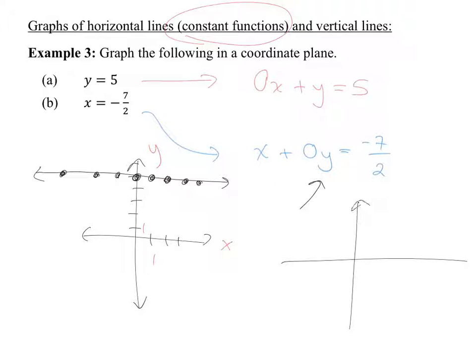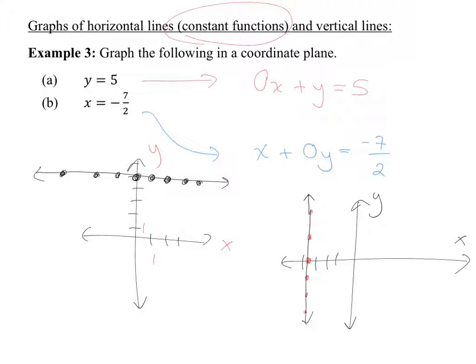On a separate graph, I'll draw this one so we can see the difference. Negative 3.5 is right here. And I know that it's going to be a vertical line extending from there. So these are my coordinates right here. Again, I don't need all those coordinates. I'm just drawing them to show you. So here's my y-axis. Here's my x-axis. And there's my line. Any questions about this with horizontal and vertical?